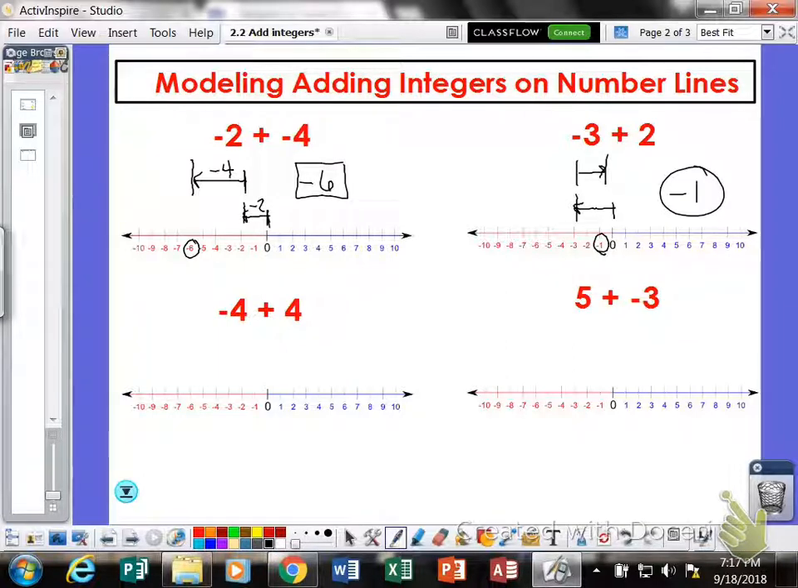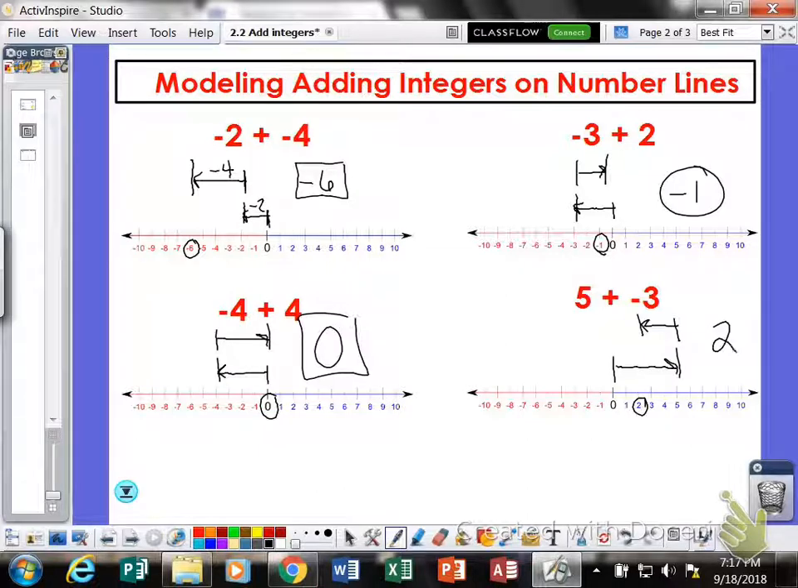-4 plus 4. So again, we start at 0 with a line. I'm going to go -4. Then I want to add +4, which is going to take me right back to my starting position. So my answer is 0. And then I have start at 0, go to the right 5. So I'm there. And then I got to come back 3, which puts me there. If I follow it down, I have +2 as my final answer.